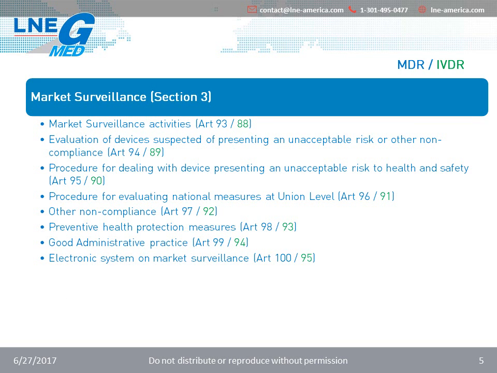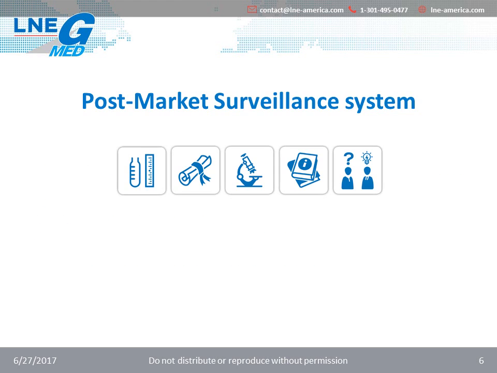As you can see, Chapter 7 is split in 3 sections. We will look at each of them in the following slides. First, let's have a look at the requirements related to the post-market surveillance system.